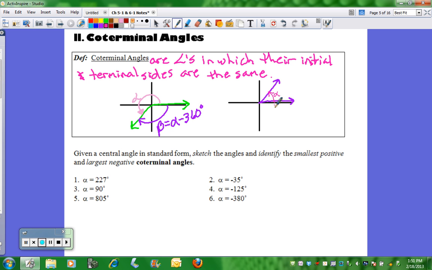I could have a coterminal angle going around the other direction, or I could have a coterminal angle that continues going around. So let's say I went like this and then I looped again. As long as I begin and end in the same spot, then they are coterminal angles. And I can call this one beta or whatever you want to call it. It doesn't really matter as long as it's not another alpha because they're not the same angle measurement.